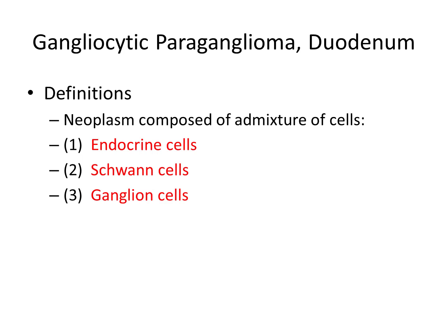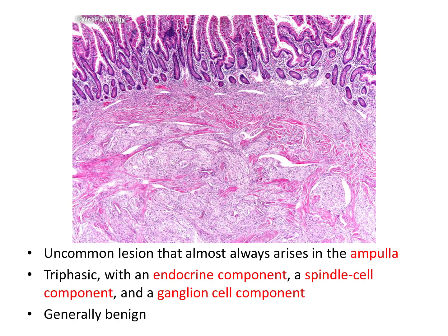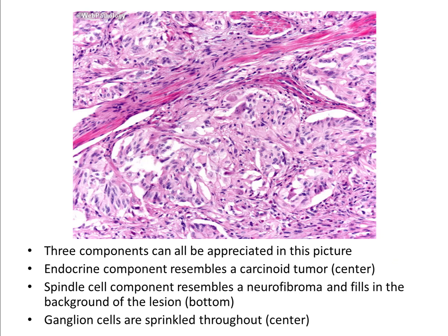These are tumors that are composed of an admixture of cells, including endocrine cells, Schwann cells, and ganglion cells. These tumors are uncommon and almost always arise in the ampullary region. They have a triphasic growth pattern with an endocrine component, a spindle cell component, and a ganglion cell component. The three components can all be appreciated in this picture. The endocrine component resembles a carcinoid tumor, which is growing in nests.